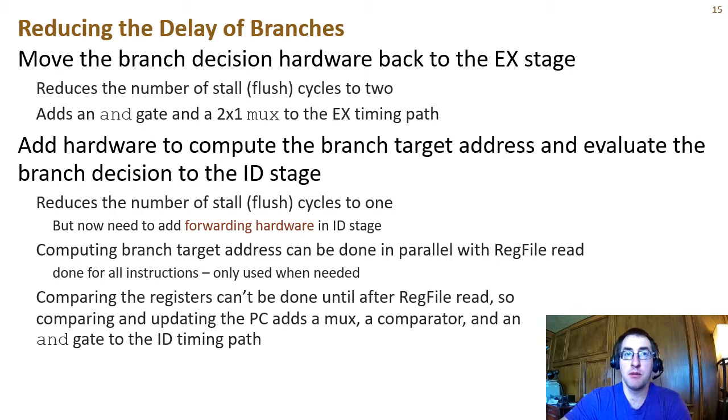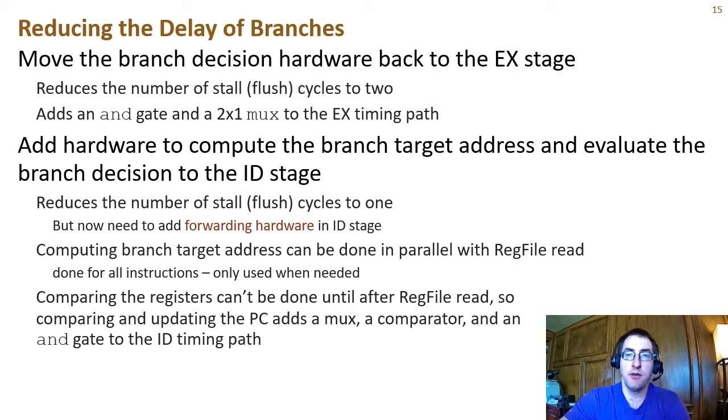We can compute the branch target address in parallel with reading the register file. We'll have to do this for every instruction because we won't know whether or not it's a branch until after the control logic figures that out. But we can do this and just ignore the result for anything that's not a branch.